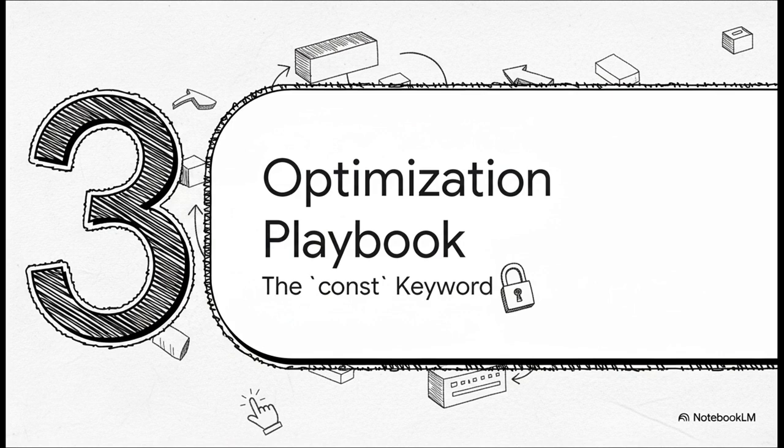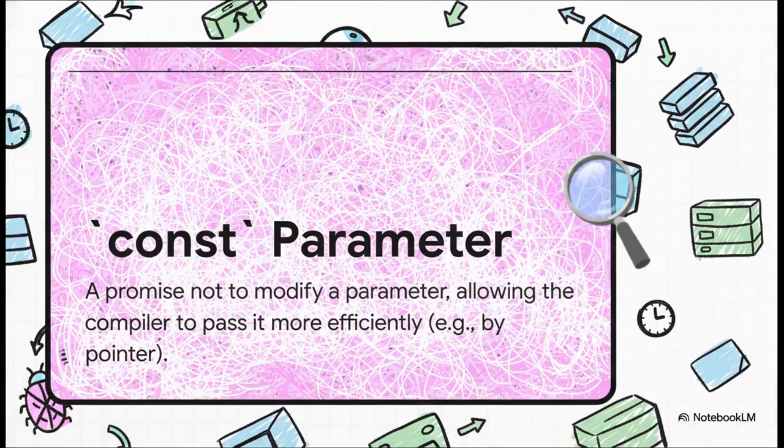Now that we understand the problem, we can talk about the solution. And there is a really simple, elegant way to tell the compiler, hey, you can take a shortcut here. And it all comes down to one little keyword. And that keyword is const.